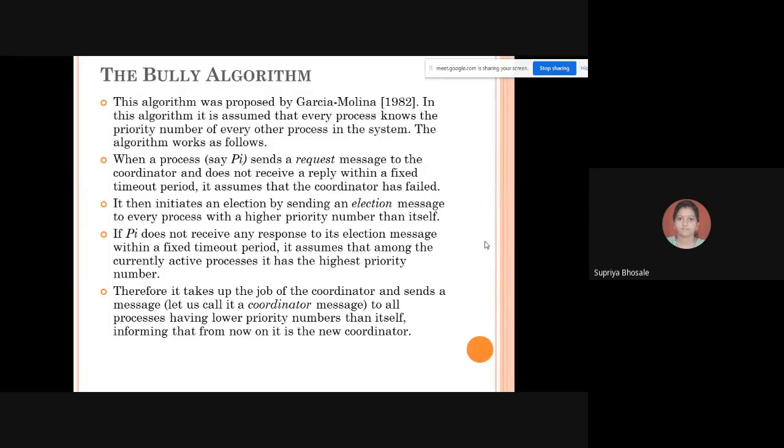सगळ्यात आधी कोणतरी कोऑर्डिनेटर यामध्ये असणार आहे. आता सगळे जे बाकीचे प्रोसेसेस असणार आहेत they will send the request message to that coordinator. So if in the stipulated amount of time, that is nothing but your timeout period, they are not getting any reply, they may assume that the coordinator has failed.